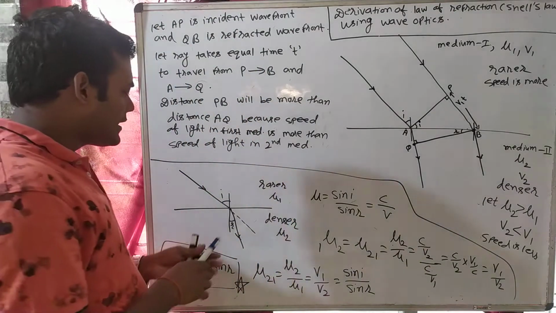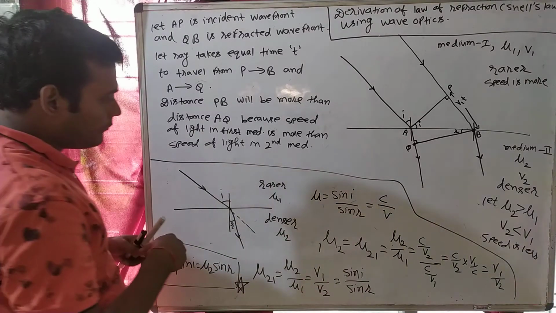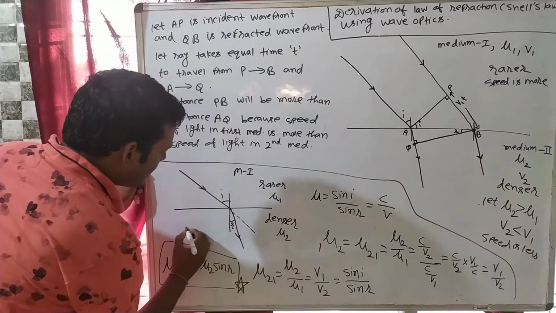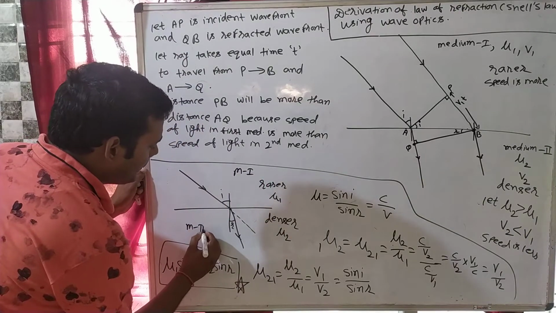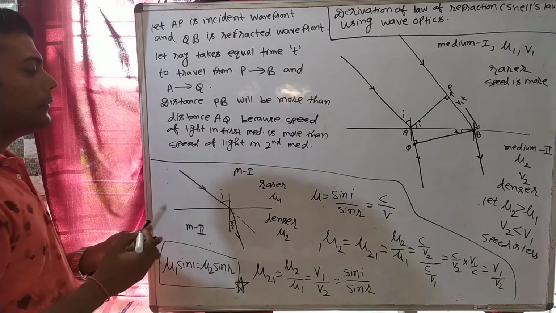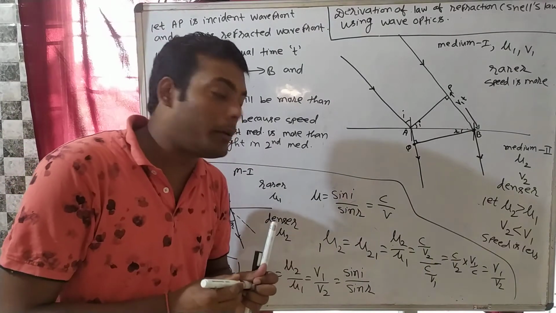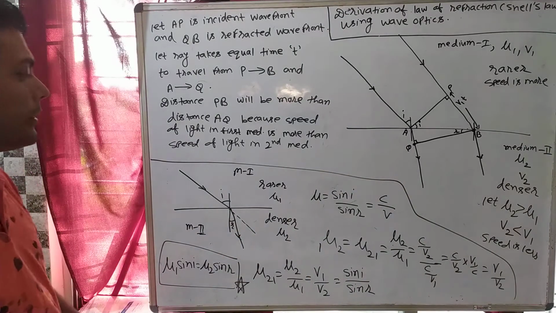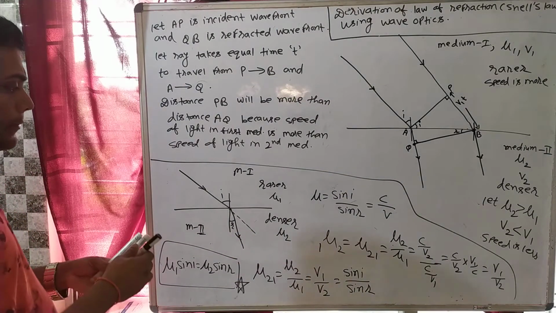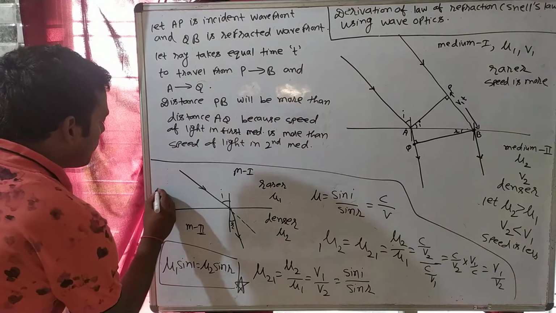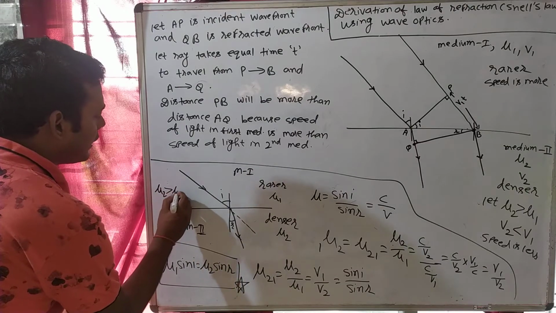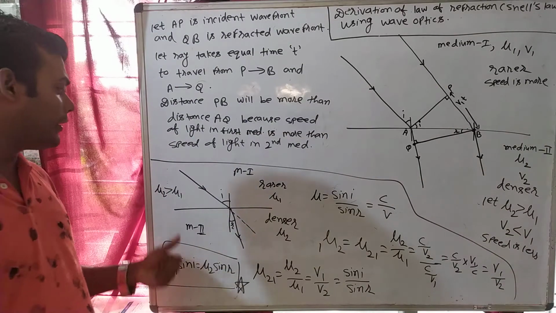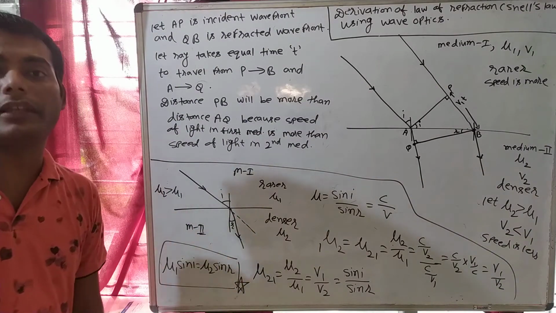Let's suppose this is the first medium. Let's say this is medium number 1 and this is medium number 2. So there are two media, and both refractive indices will also be different. Let's say this refractive index is mu1 and this one is mu2. We have assumed that mu2 is more than mu1, that means the refractive index of the second medium is more than that of the first.